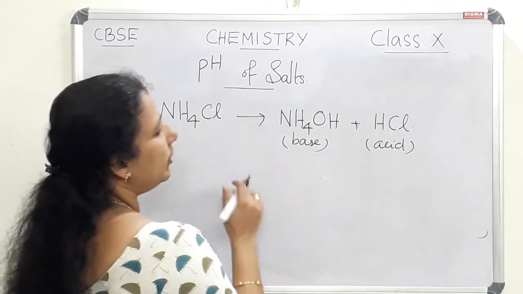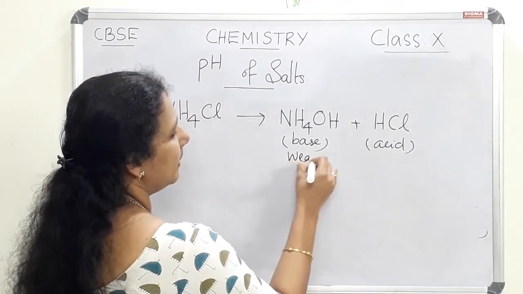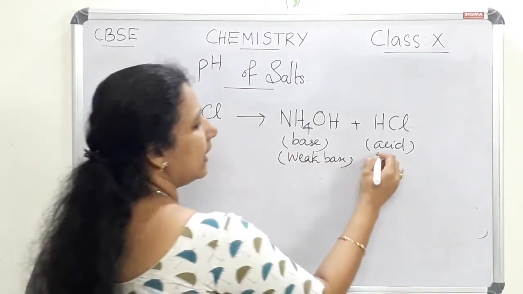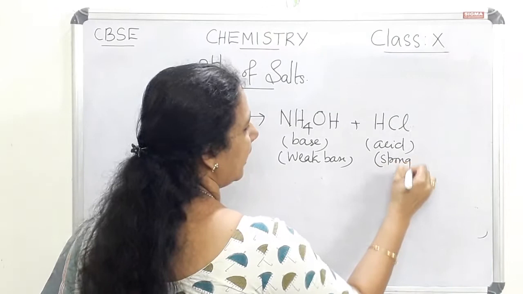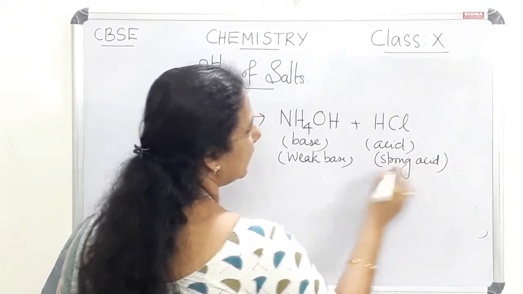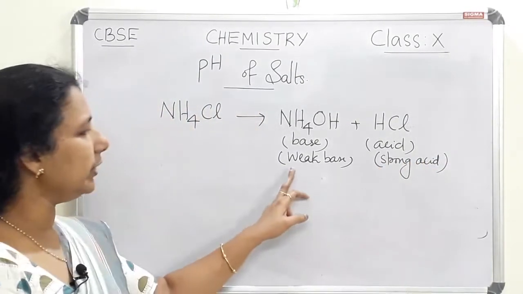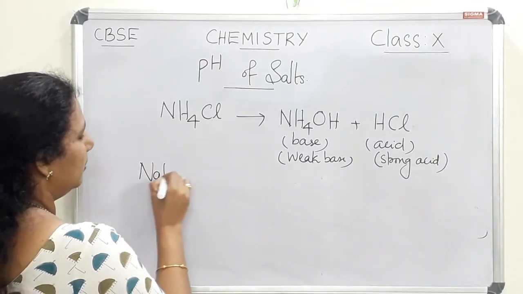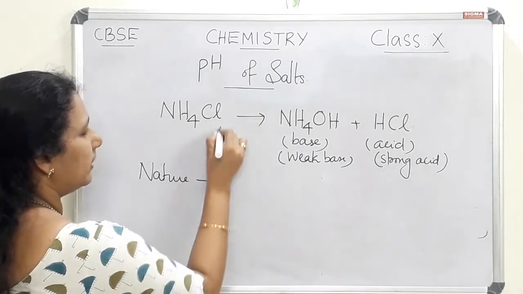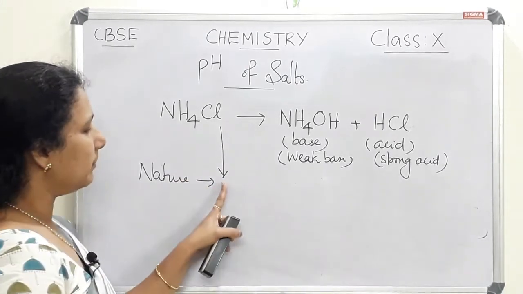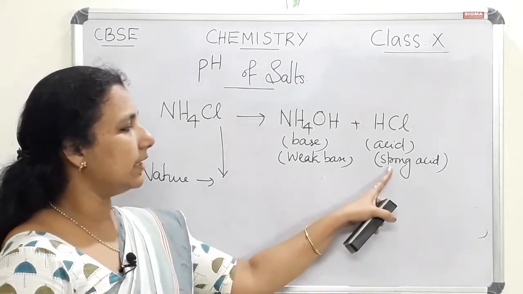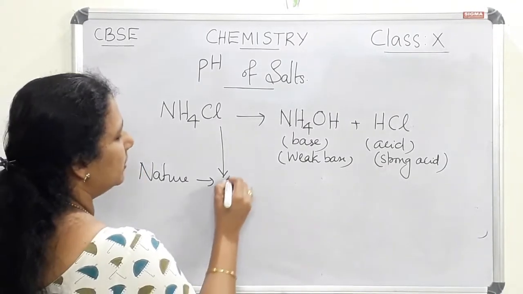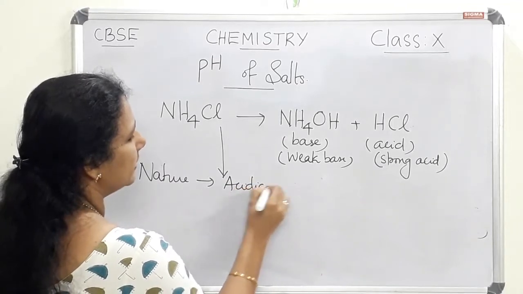From the formula we can write the parent base and acid. Here ammonium hydroxide is a weak base, and hydrochloric acid, we know that it is a strong acid. So hydrochloric acid is a strong acid and ammonium hydroxide is a weak base. So the nature of this salt, ammonium chloride, is acidic, since the acidic character dominates. So this is an example of an acidic salt.